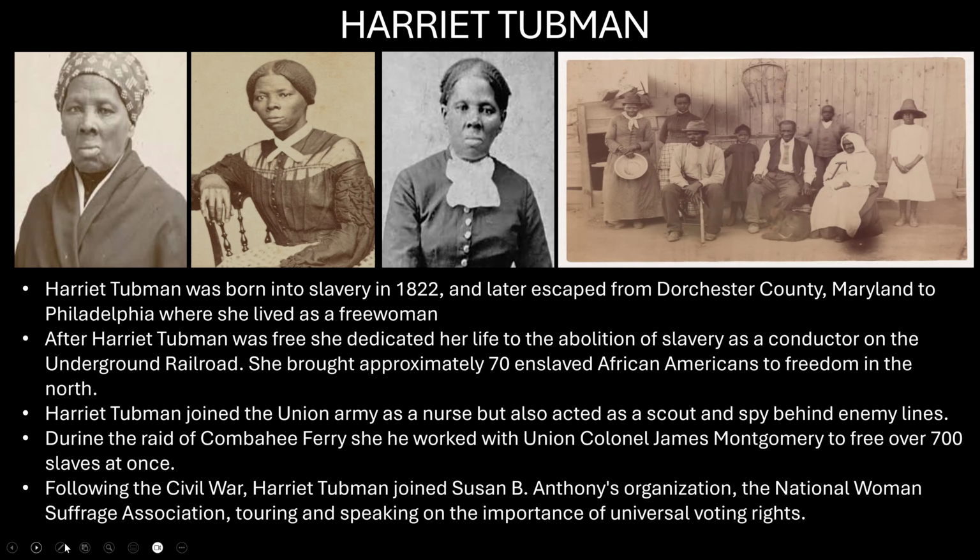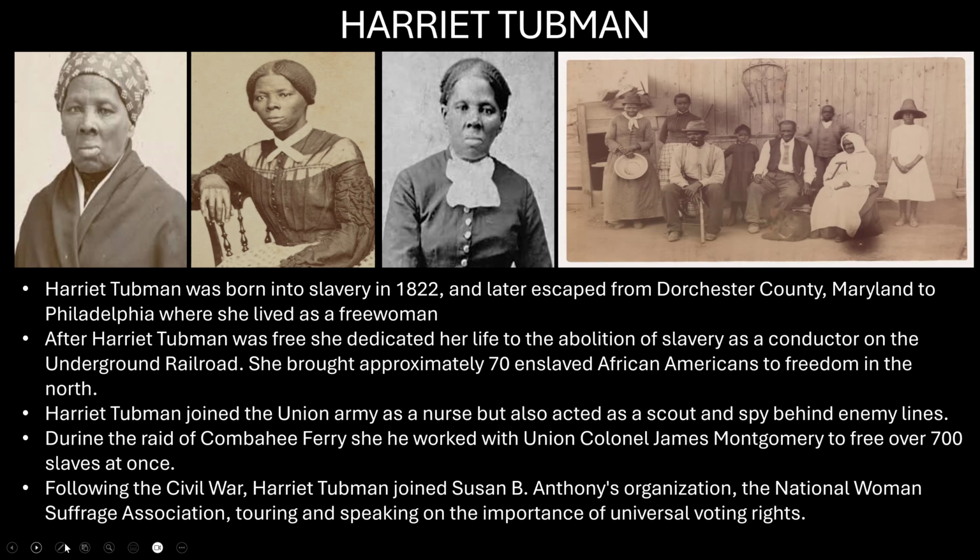Harriet Tubman. Harriet Tubman was born into slavery in 1822 and later escaped from Dorchester County, Maryland, to Philadelphia, where she lived as a free woman. Harriet Tubman was free. She dedicated her life to the abolition of slavery. As a conductor on the Underground Railroad, she brought approximately 70 enslaved African Americans to freedom in the North.